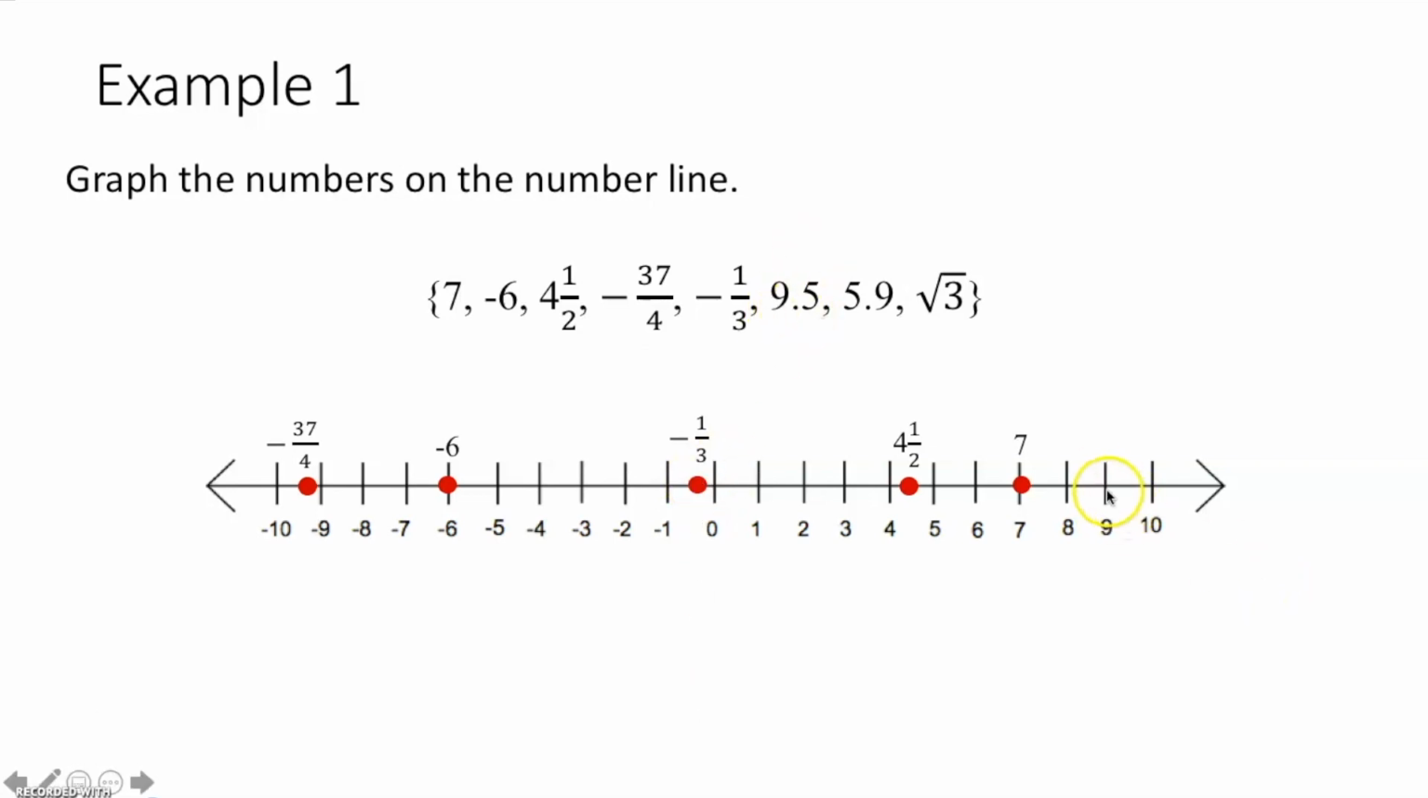9.5 is 9.5. So we go right smack dab between 9 and 10 over here. We put a point. 5.9, it's super close to 6. So we're going to put a point very, very, very close to 6, but not quite. And then the square root of 3. Okay, we need to figure out what that is. So we put that in our calculator. We get approximately 1.73. So we go over here. That's going to be between 1 and 2, and it's going to be close to 2. So we put our point here, and we're done.